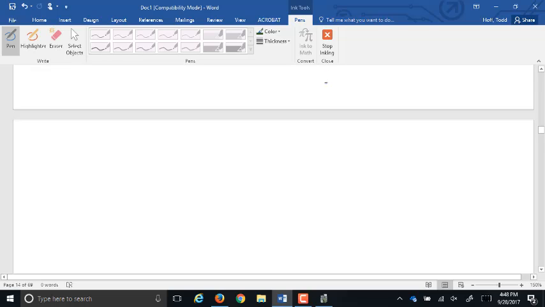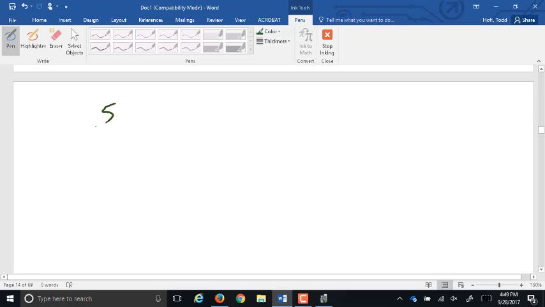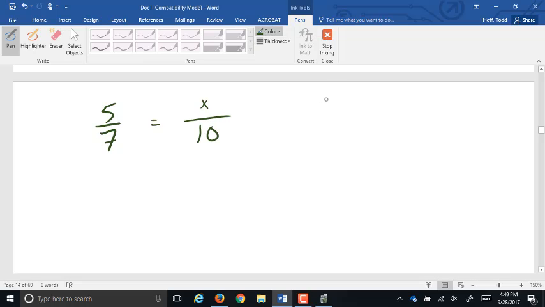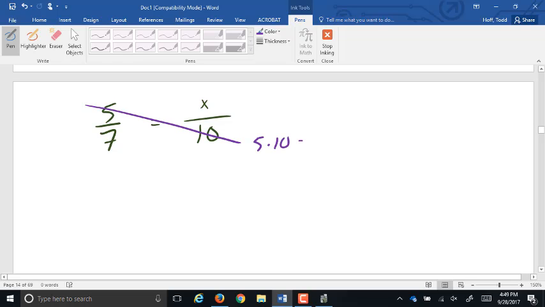Let's see here. How about 5 out of 7 is equal to x over 10. How do we find x? Perfect. 5 times 10 is 50 divided by 7, which is 7.142857143 approximately.